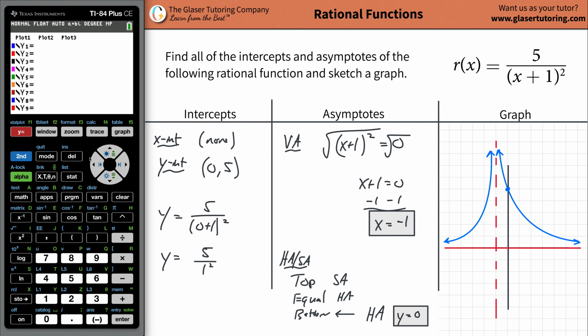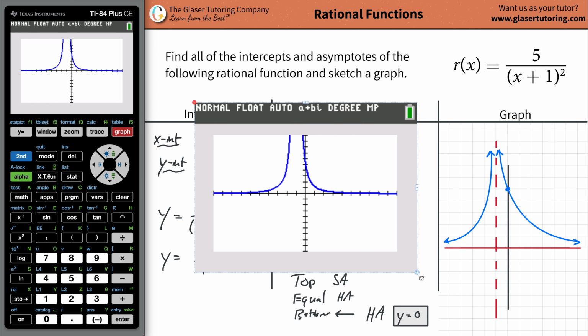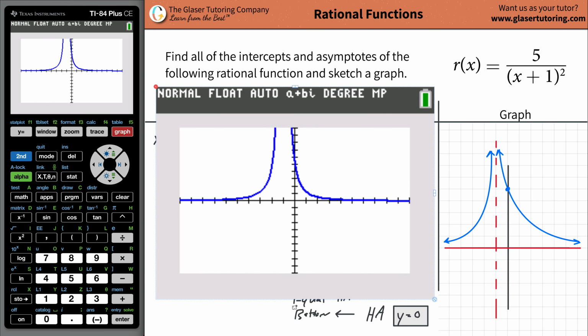Now, you can always check in your calculator. Go to your calculator and graph it. Do 5 divided by, open those parentheses, x plus 1. Don't forget to square it. And then hit graph. And look at that. That looks pretty darn close to what we have.